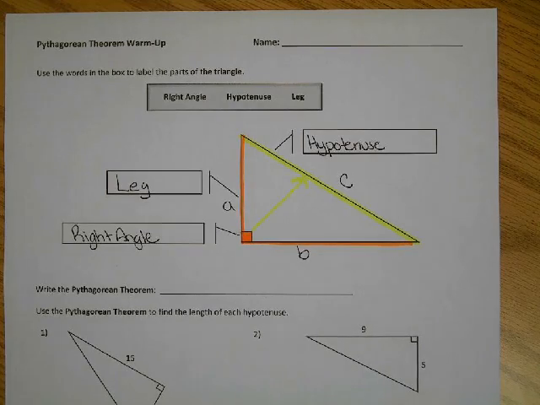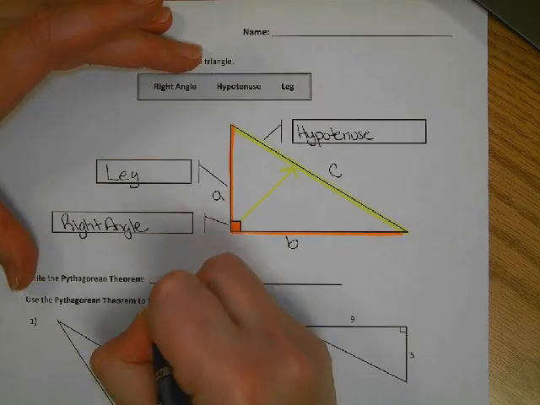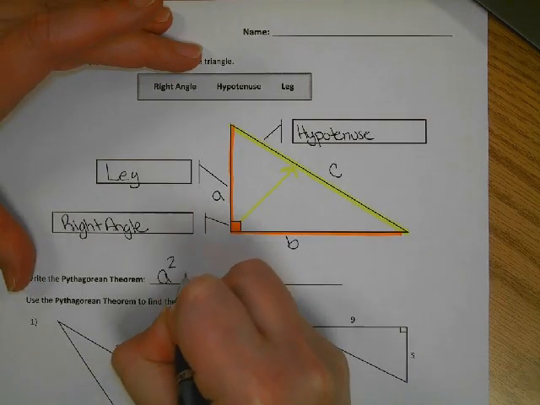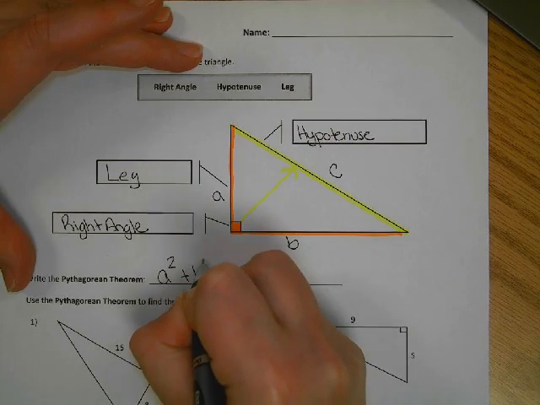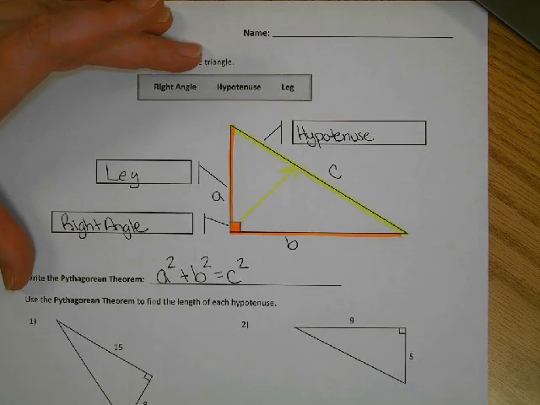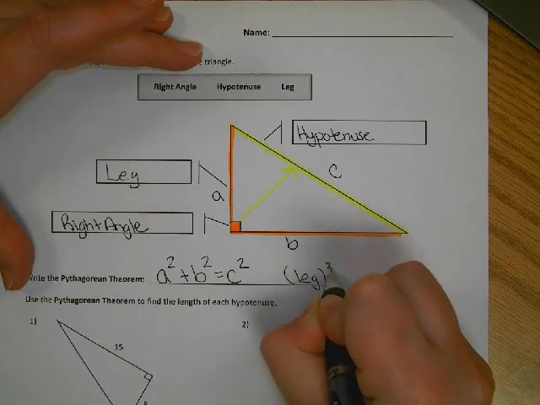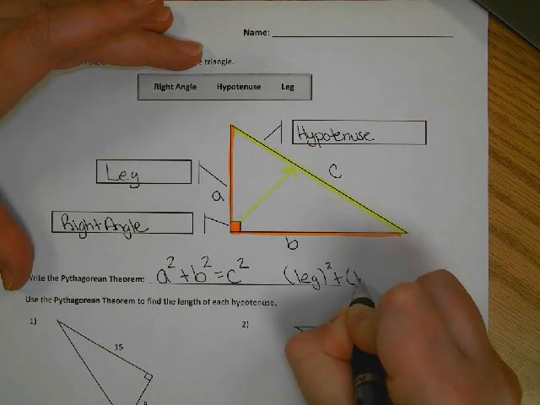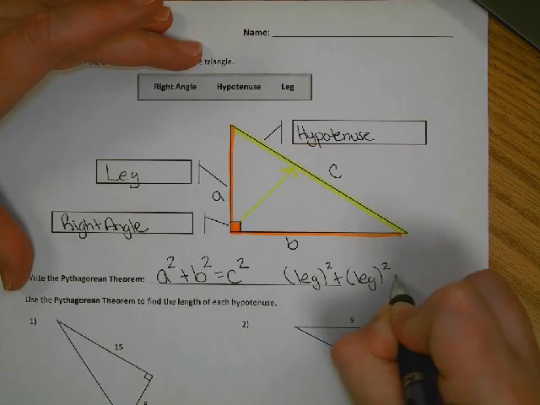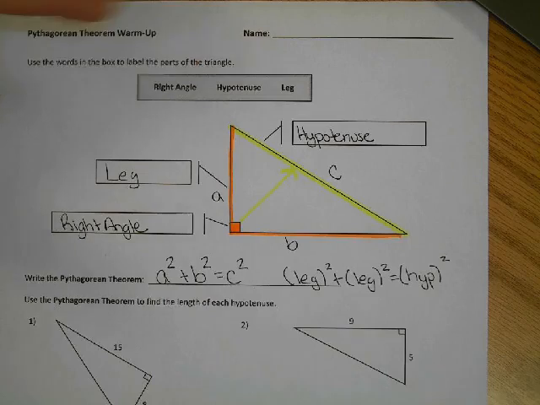So then what does the Pythagorean theorem look like? A squared plus B squared equals C squared. Or I said leg squared plus leg squared equals the hypotenuse squared. Whichever way you want to think about it.